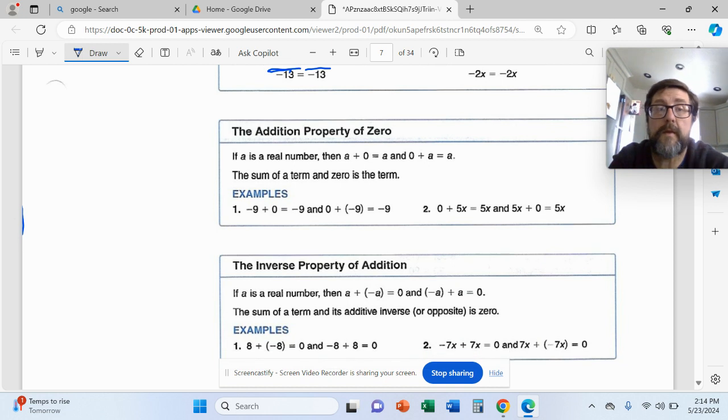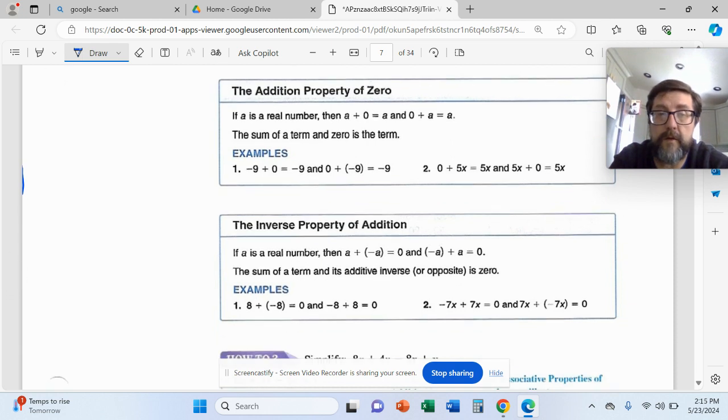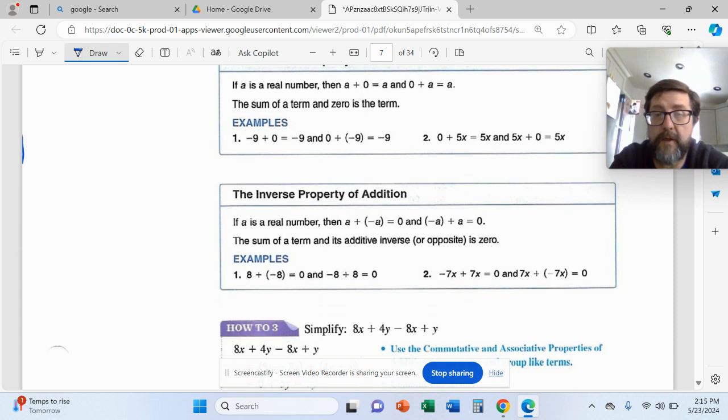Now, the addition property of 0. Whenever you add 0 to a number, you're not adding anything to it, so it's always going to be the number you added 0 to. And that is important. I've seen a lot of errors on that. Usually it's just people not thinking, which I do at times too.